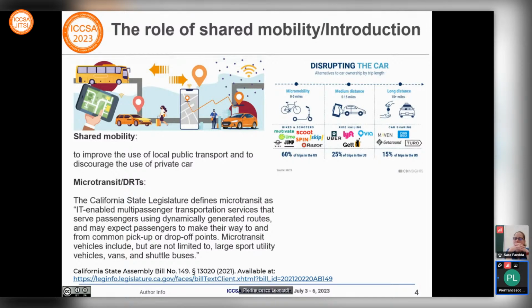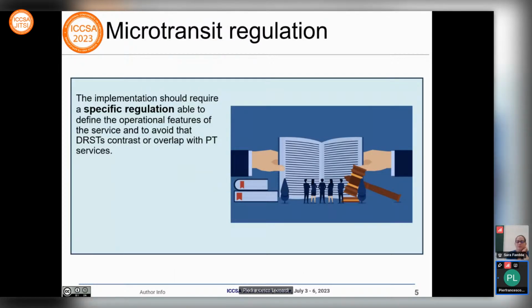California state's legislature defines microtransit as a multi-passenger transportation service that serves passengers using dynamically generated routes and may expect passengers to make their way to and from common pick-up and drop-off points. The implementation of this service should require a specific regulation to define the operational features linked to the service. Moreover, it is important to avoid the DRTS contrasting or overlapping with public transport services.